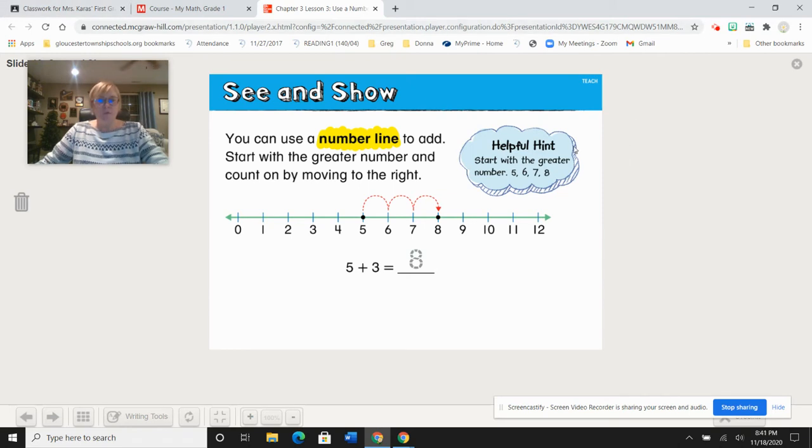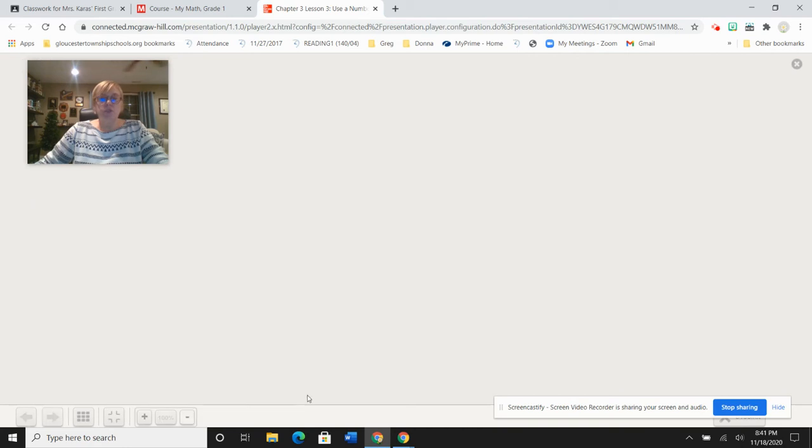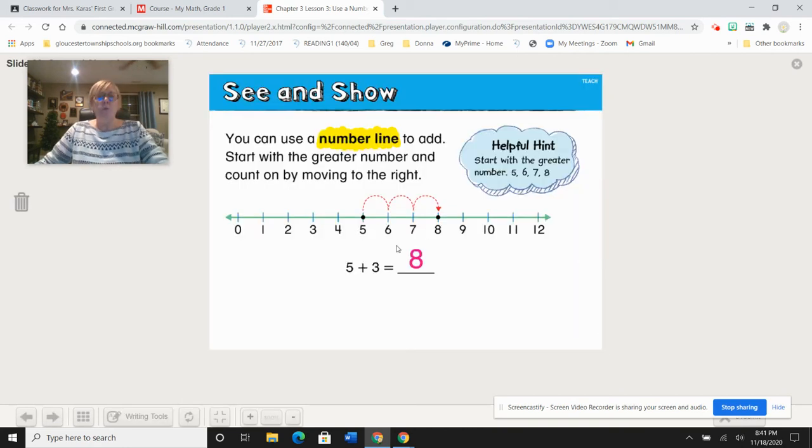Now, here's a helpful hint in the cloud. Start with the greater number, which happens to be in this math sentence 5, and then count on 3, 6, 7, 8. Okay, now you can trace it. Now, one of the things that I would like to really stress, that means it's important when we're doing this, okay?